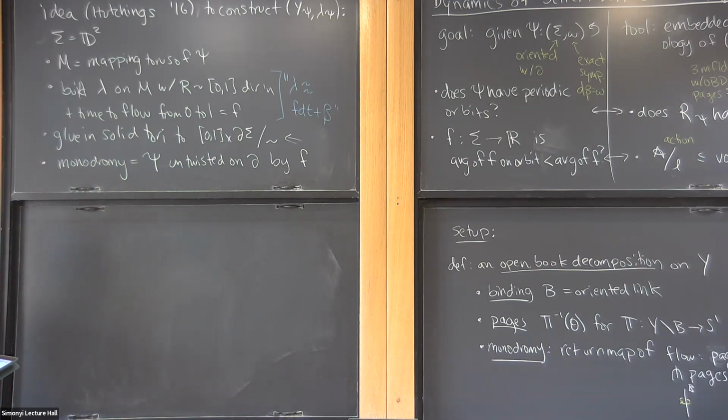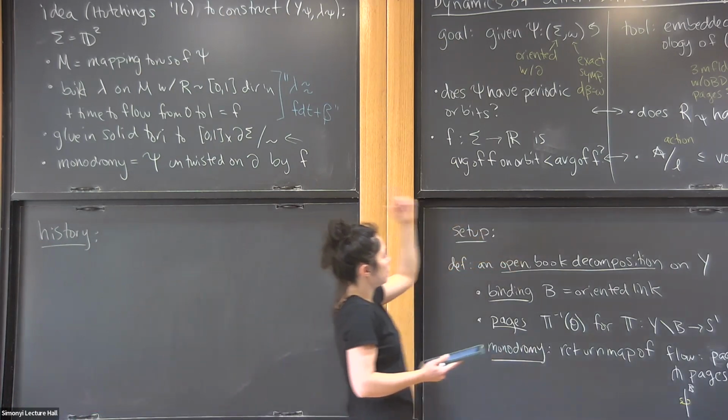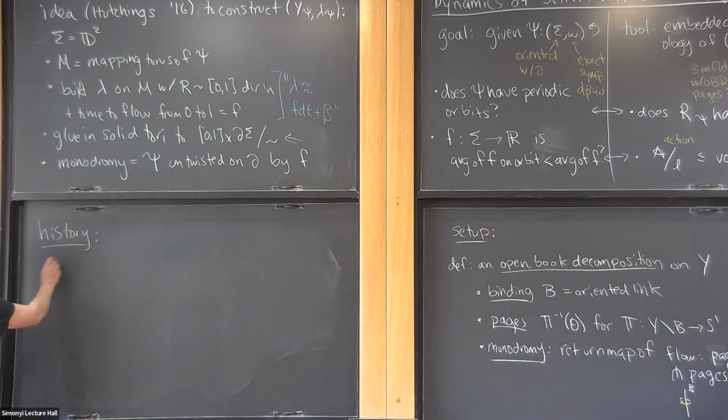Okay, so this sort of idea was used by Hutchings in 2016, like I said, to take disk maps, turn them into contact forms on S3, compute something in their ECH, and then pull that back to the disk map and tell you something about the action function.